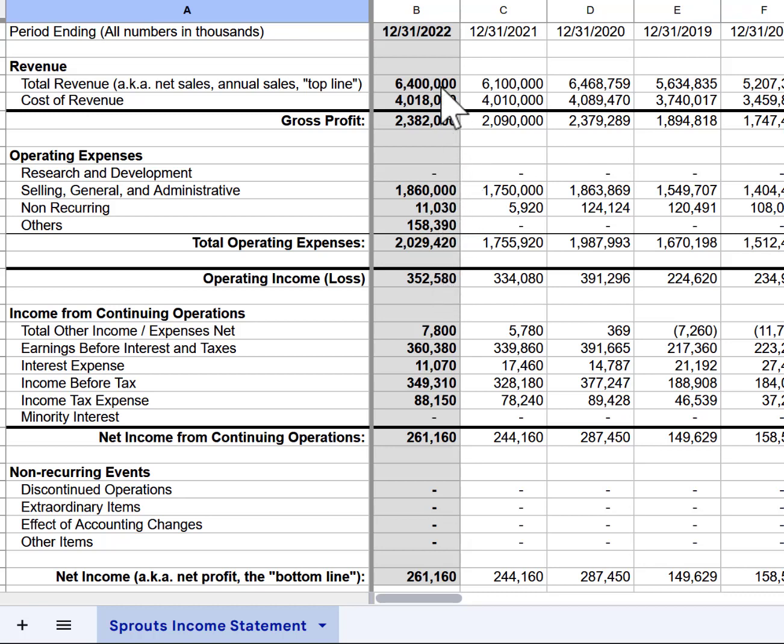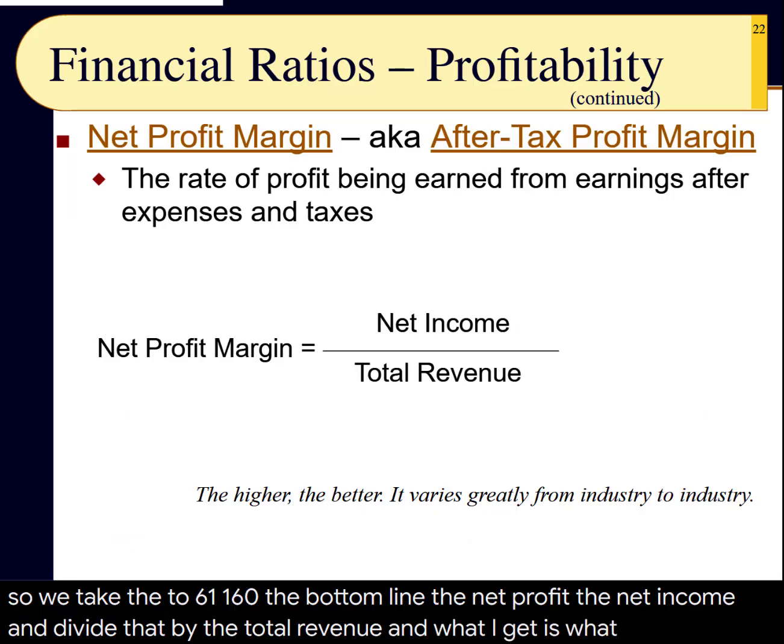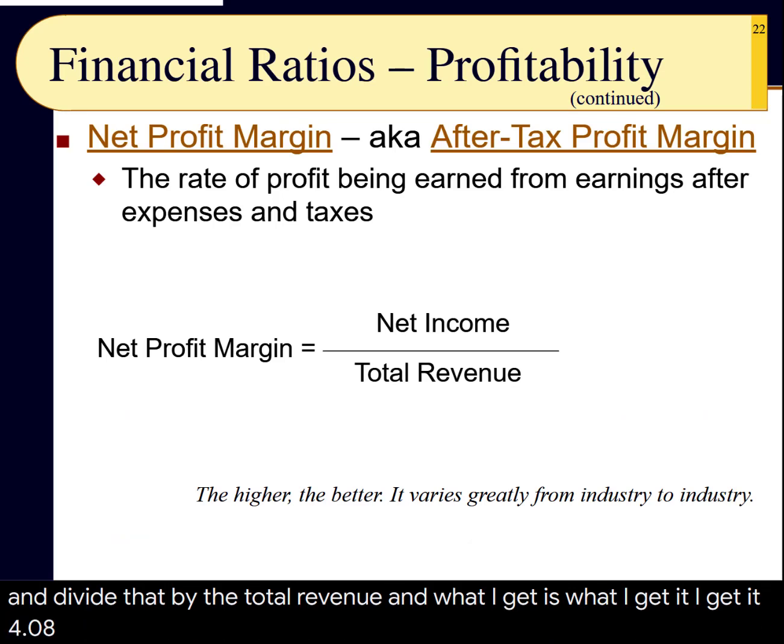Some people's calculators might not be able to do all these, so you might need to find a scientific calculator or use your computer or something like that. But the numbers with Sprouts Family Farmers Market are enough for a 99-cent calculator. So we take the 261,160, the bottom line, the net profit, the net income, and divide that by the total revenue. And what I get is, what did I get? 4.08%.